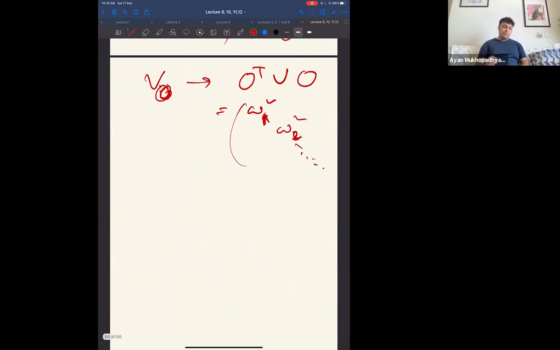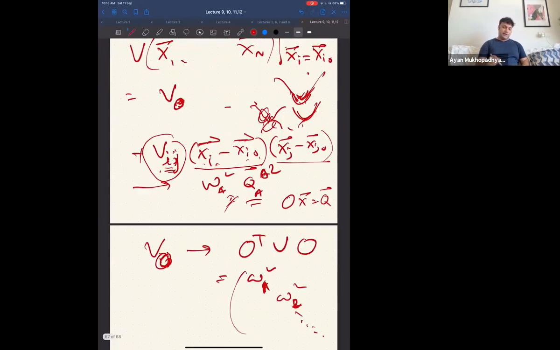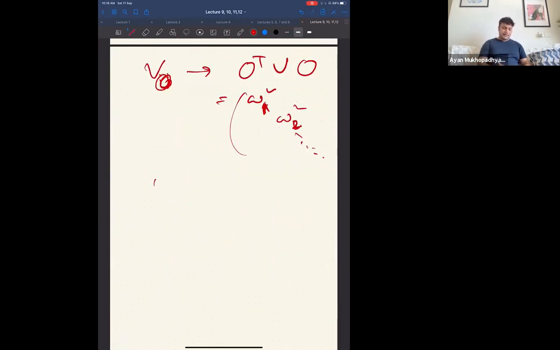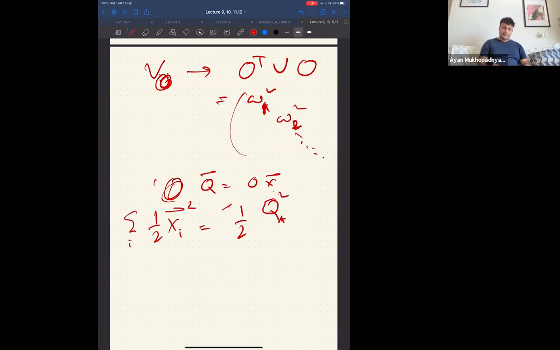Anyway, now what I do is as follows. Because Q is equal to OX, where O is some orthogonal matrix, half sum over i of xi square has to be equal to simply half sum over a of Qa square, because these are related by an orthogonal transformation, right? The modulus of a vector will not change under an orthogonal transformation.